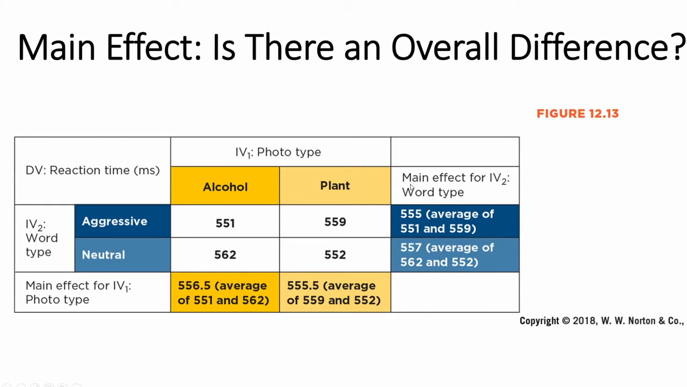But so here, if we wanted to look at that main effect for IV2 for our word types, we're looking at what is the responding to aggressive words by averaging between the 2 phototypes, because we're not caring about the phototypes, we're just caring about the word types right now. So add these 2 together, divide by 2. And what about for neutral words? Add those together and divide by 2. And our main effect is looking at our overall responding to aggressive versus neutral words.